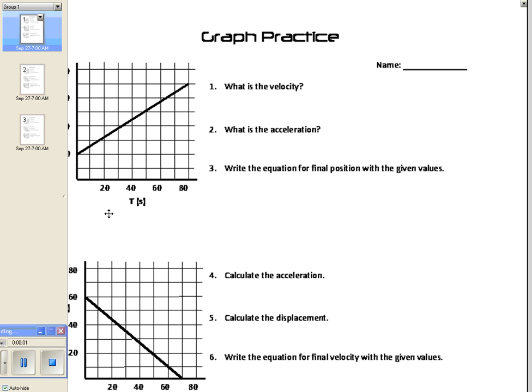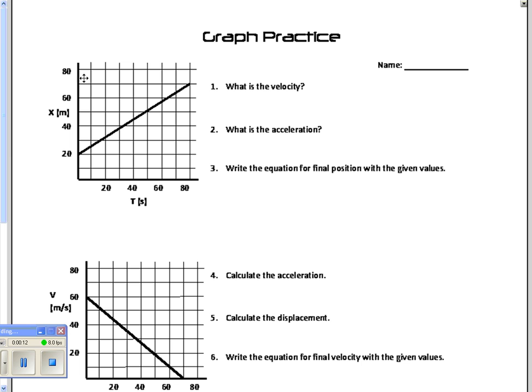Okay, we're going to cover how to figure out for this first graph the velocity, the acceleration, and the equation. For the first part, we're going to look at this graph.